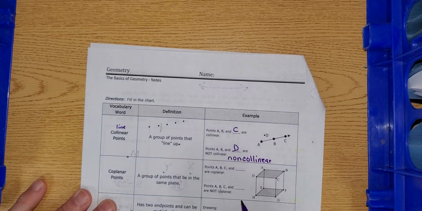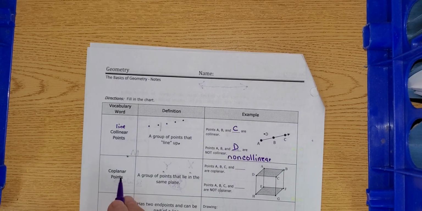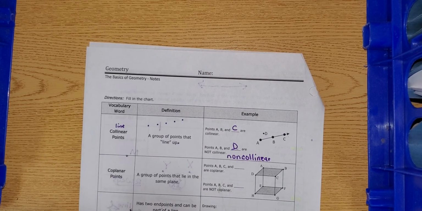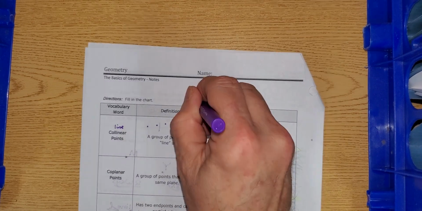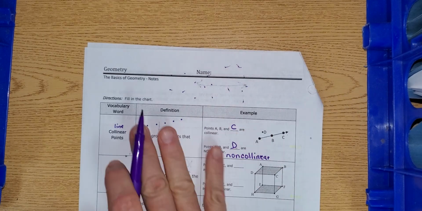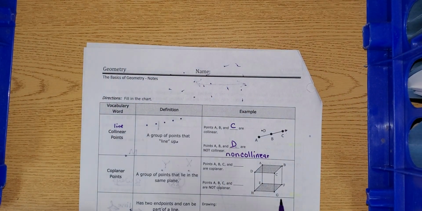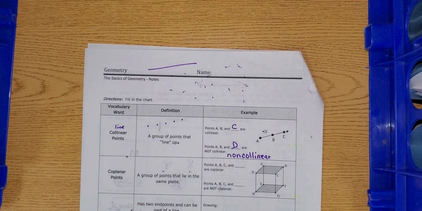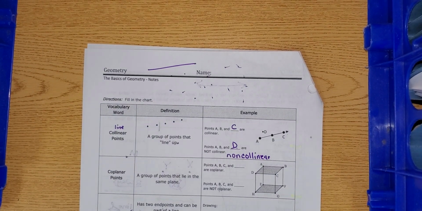Okay, and coplanar points are different. They're points that are in the plane. Okay, so if I make a bunch of dots on this sheet of paper, all of these dots are coplanar to this paper plane, okay? If I drew a line that was on the paper, it would be coplanar to this paper plane.